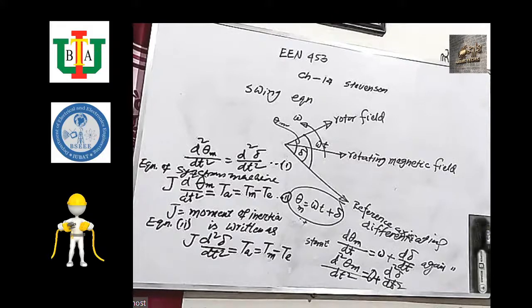Now we want to convert that equation into power. If we multiply both sides by omega m, the angular velocity of the machine, what will occur? You may ask why we are multiplying: because we know that power equals J into omega. If we multiply the moment of inertia by omega, then we will get power.